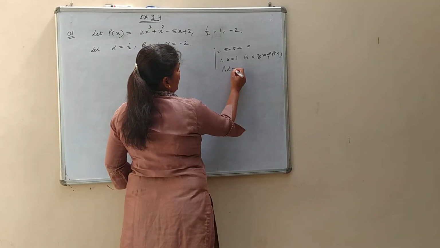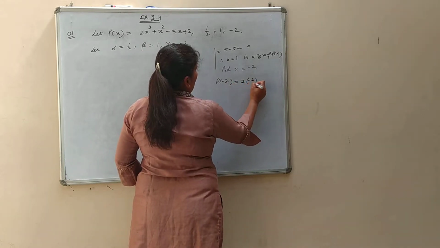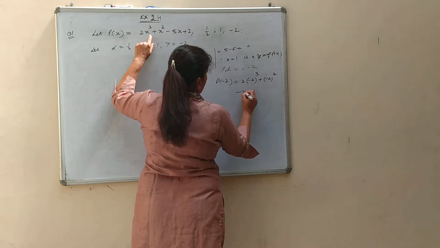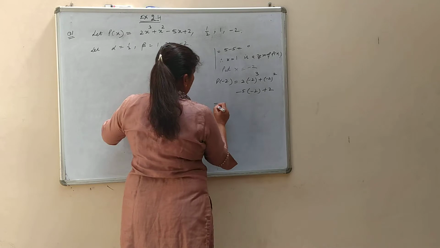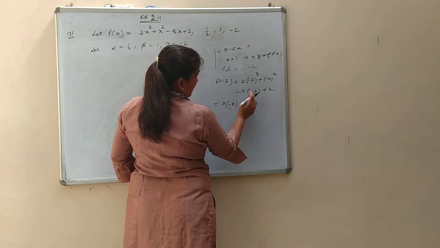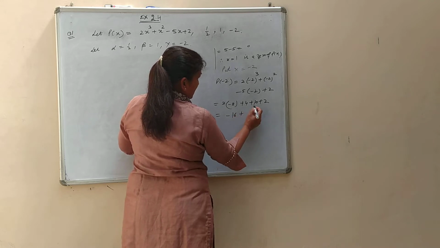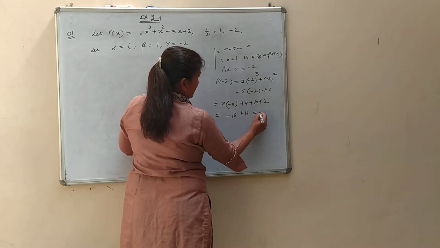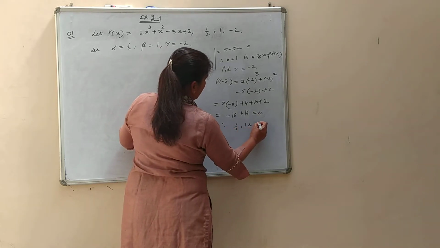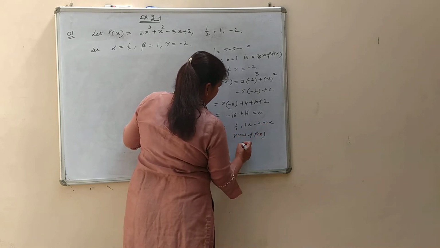Now put x is equal to minus 2. Therefore, P of minus 2 is equal to, put value of x is equal to minus 2, 2 into (minus 2) whole cube minus 8 minus 2 square plus 4 minus 5 into minus 2 plus 10 plus 2, minus 16 plus 10 plus 4 plus 2, is equal to 0. Therefore, 1 by 2, 1 and minus 2 are zeros of P of x. Hence verified.